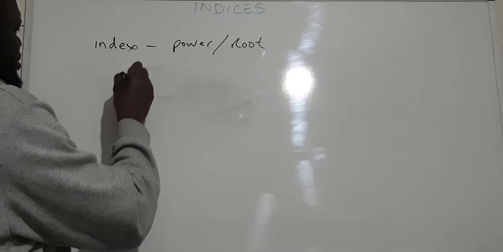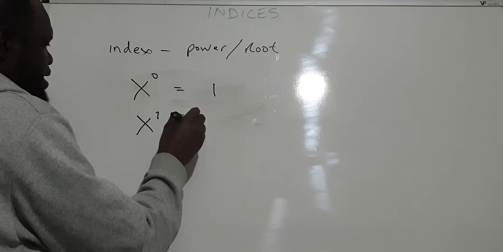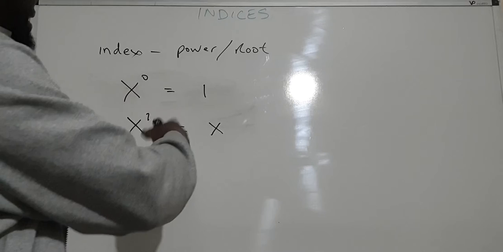Now let's look at the rules. First of all, x to power 0 always equals 1, meaning anything to power 0 is equal to 1. X to power 1 will be x itself. It means you multiply x by nothing, x by 1. That means x to power 1.